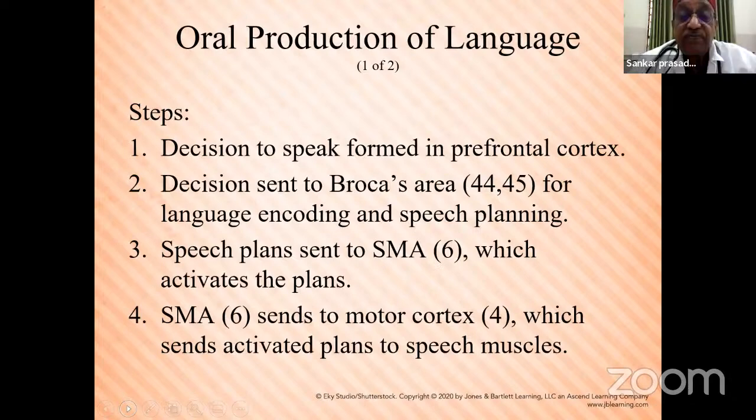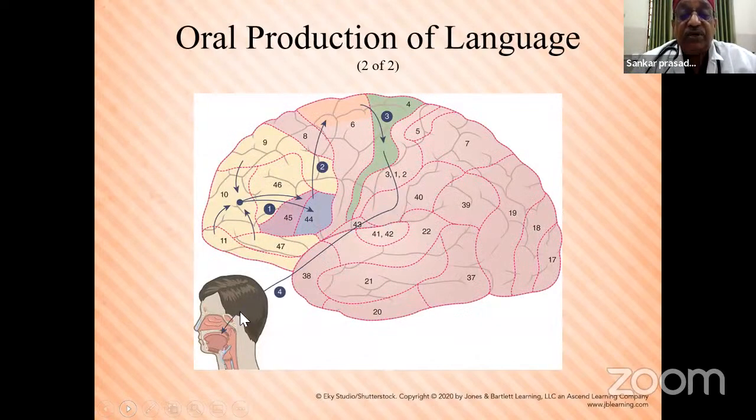Coming from the premotor cortex. So there are areas of prefrontal cortex where the idea is generated, that is sent to Broca's area, which goes to the supplementary motor area. From there to the premotor cortex, and from there it comes down to the articulatory mechanism. So that's the loop of oral production of language, which is very important to understand.